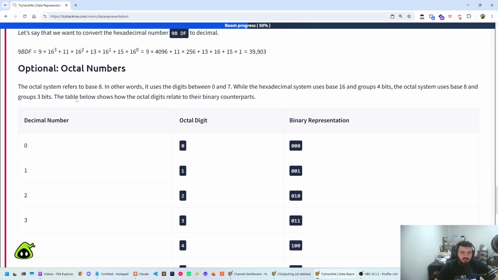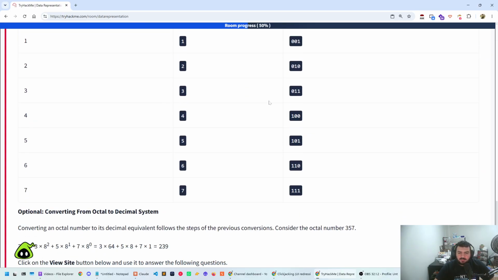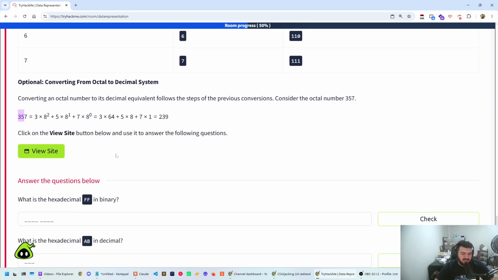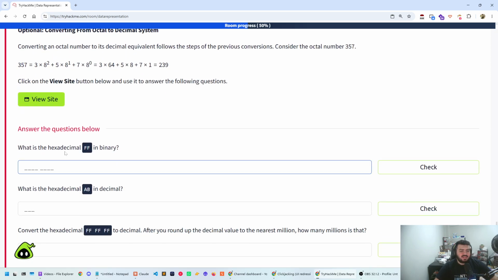Optional: octal numbers. The octal system refers to base 8. In other words, it uses the digits between 0 and 7, while the hexadecimal system uses base 16 and groups 4 bits. The octal system uses base 8 and groups 3 bits. The table below shows how the octal digits relate to their binary counterparts. Now, again, they are all the same. Since this is base 8, you then multiply by 8 and then add the power of whatever position is in there. Okay? What is the hexadecimal FF in binary?